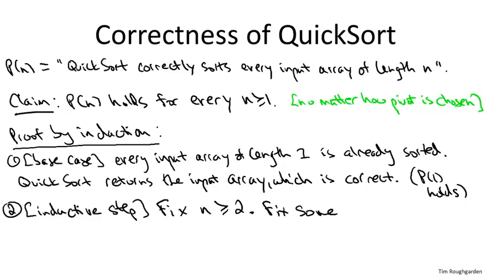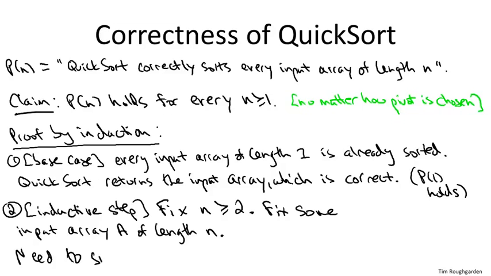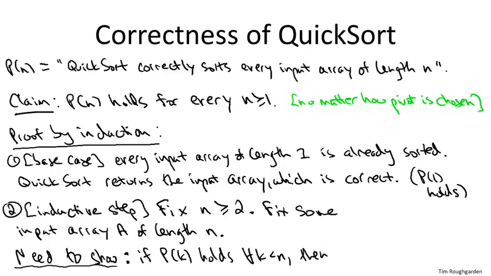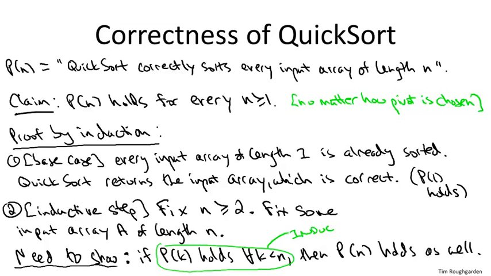So let's make sure we're all clear on what it is we need to show. What are you showing in an inductive step? Assuming that P of k holds for all smaller integers, then P of n holds as well. And remember, this is the inductive hypothesis. In the context of Quicksort, we're assuming that Quicksort never makes a mistake on any input array that has length strictly smaller than n. And now we just have to show it never makes a mistake on input arrays that have size exactly n.